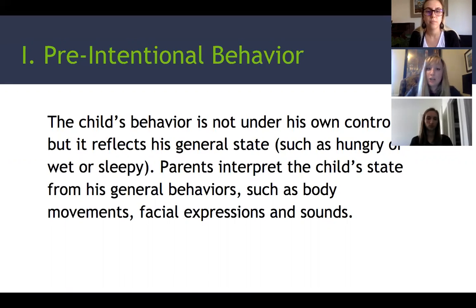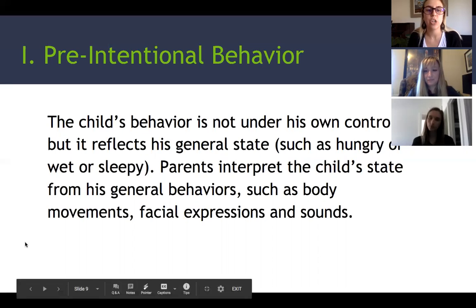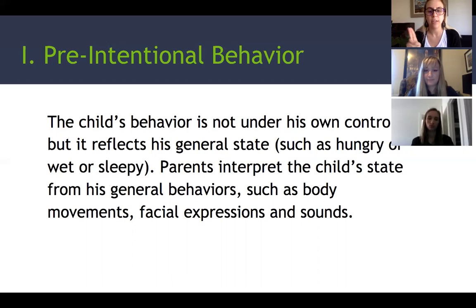So the parents interpret the child's state from his behavior, such as body movements, facial expressions, and sounds. If a child is smiling or laughing, they would interpret that as something that they like. And it's all interpretation as well. The child isn't necessarily making that connection between cause and effect yet. They're not really understanding that when I cry, that is communicating to another person that I need to be fed. It's more of just a reaction to their physical state.